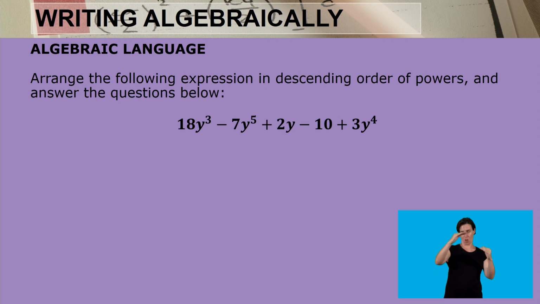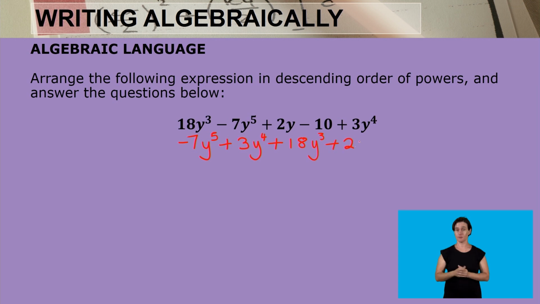Can we see which one is the highest power, or the one that has the highest exponent? Yes, we have the negative 7y exponent 5. Then the one that follows, yes, is the 3y exponent 4. Then we have the positive 18, so we are adding that 18y cubed. Then we have the 2y. And lastly, we have our constant, which is the negative 10.